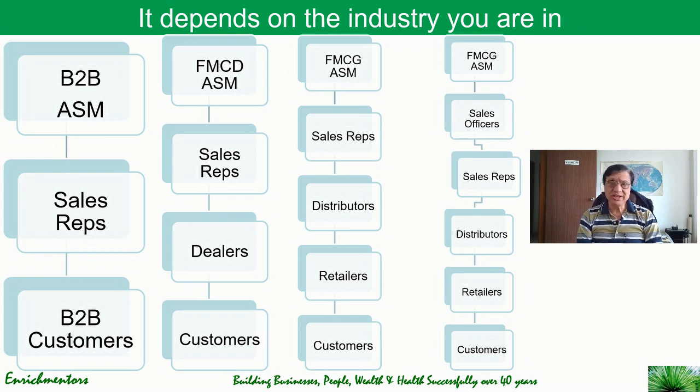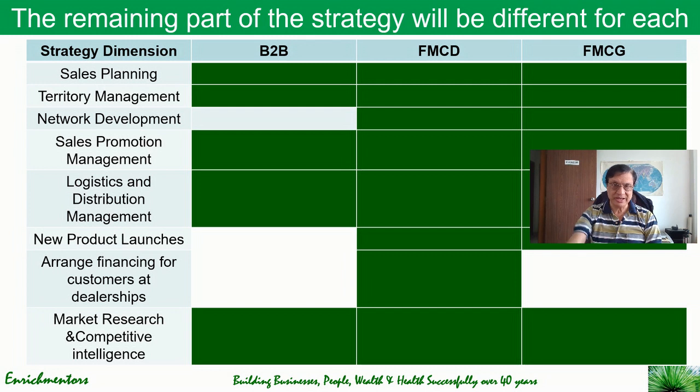So what detailing you need to do depends on what kind of organization you belong to and the industry you belong to. Let's look at how it impacts you. If we classify the industry into three broad categories, B2B, FMCD, and FMCG, there are certain things that you will need to do across the three types of industry. Sales planning: you will need to plan monthly sales. You will need to manage the territories, manage your sales reps and their territories, and make sure that they're performing well, contributing, doing the right things, and in the right places.